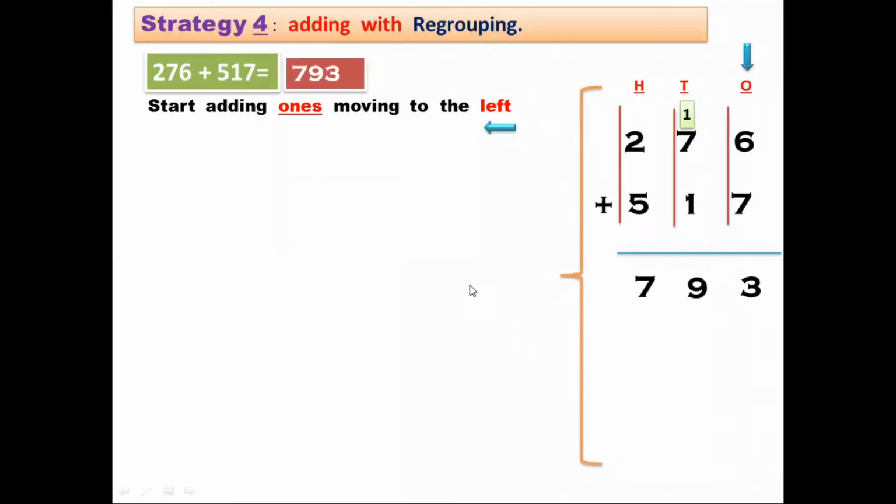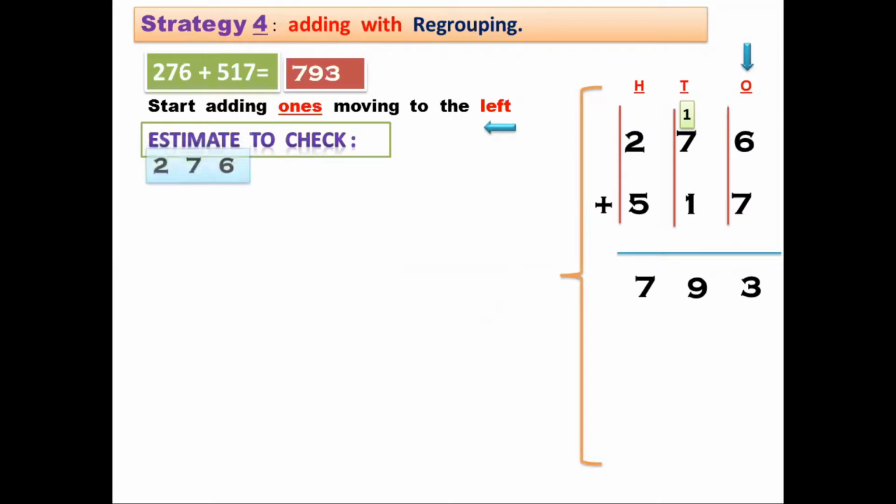Now it's time to estimate our answer to check. Here we will round the addends 276 and 517 to the nearest hundreds. And then we will get the sum after rounding these two numbers. And then we will decide if the answer is reasonable or not.